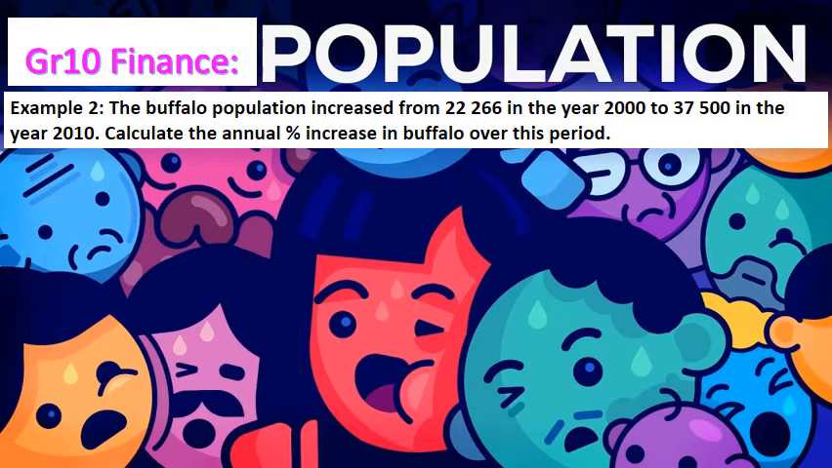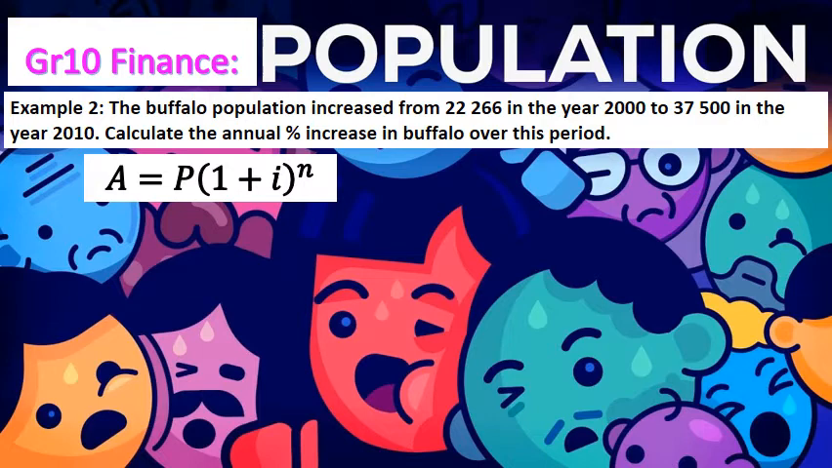If the buffalo population increased from 22,266 in the year 2000 to 37,500 in the year 2010, calculate the annual percentage increase in buffalo over this period. So this is exactly the same as financial monetary questions when we need to calculate an interest rate. So if you are calculating the percentage increase or the percentage of population growth, that means we're just looking for that I, and we need to be given A, P, and N values.